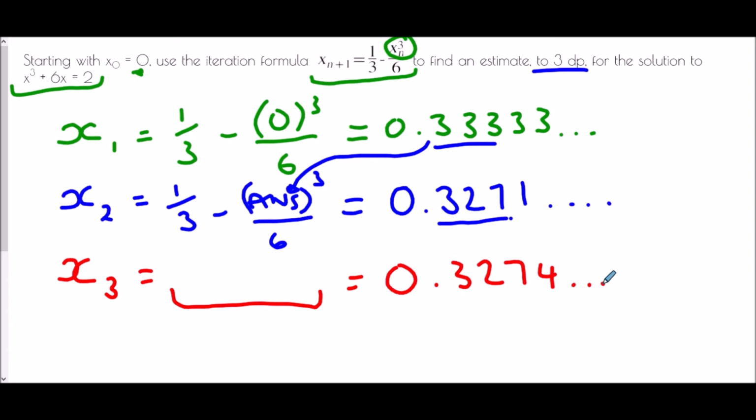3274. And on and on and on. Now, if we have a look at 3 decimal places, 327, 327, we have a match. And so our estimate for the solution would be that x equals 0.327.